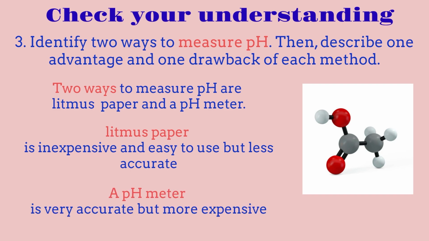And then for the second one we have the pH meter, and the drawback to it is that it's very expensive, but the good advantage about it is that it is very accurate. To the decimal point, it'll give you the exact pH value. For example, it's going to give 7.33 or 2.11. It'll give you the exact accurate pH value of the thing that you're measuring. So this summarizes question number 3.